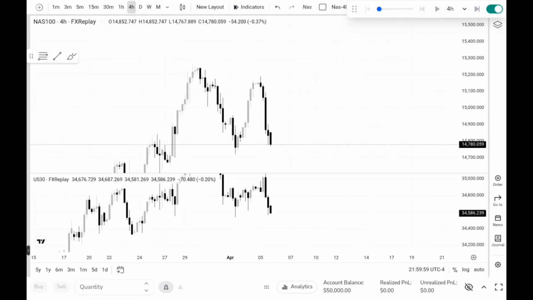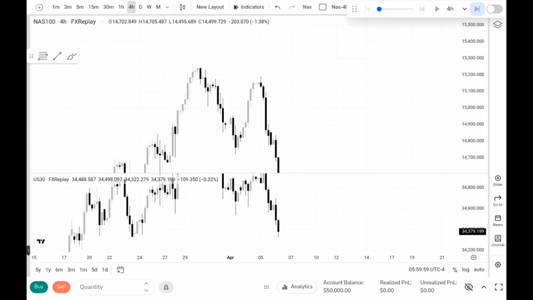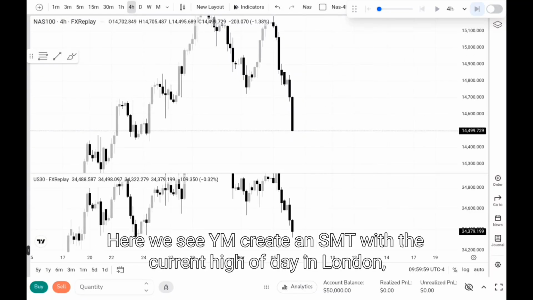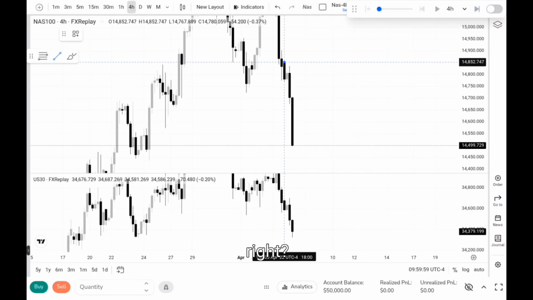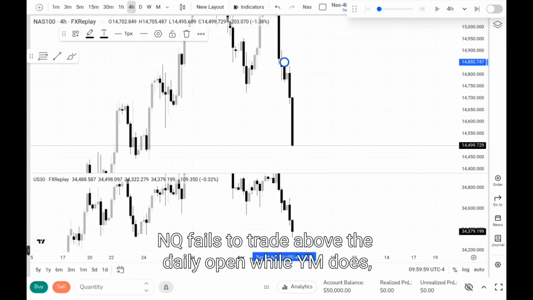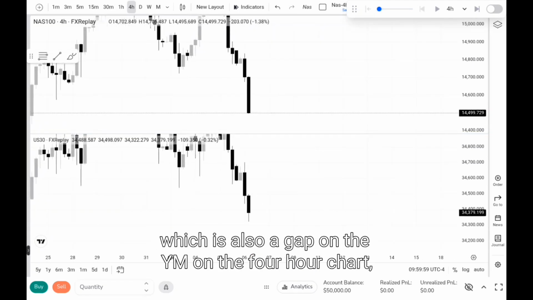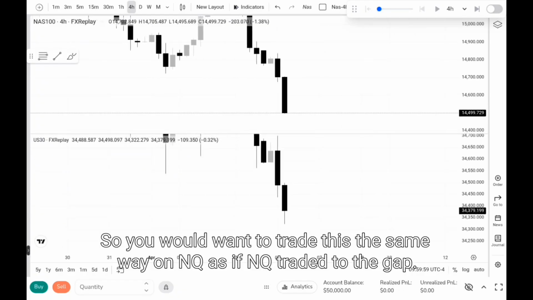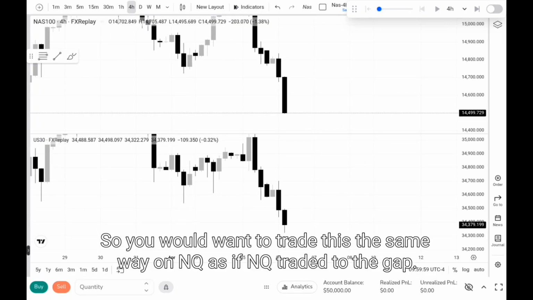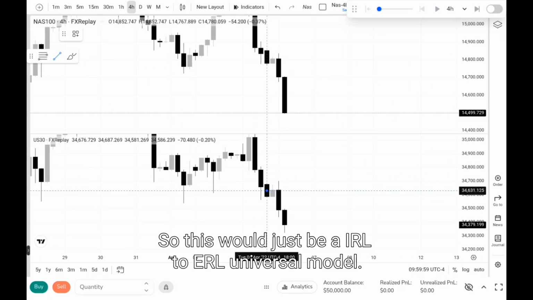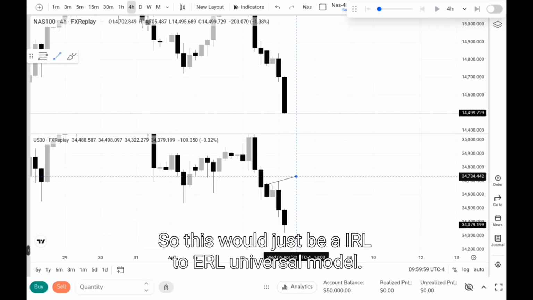Now moving on to the next day. Here we see YM create an SMT with the current high of day in London, right? NQ fails to trade above the daily open while YM does, which is also a gap on the YM on the 4-hour chart, right? So you would want to trade this the same way on NQ as if NQ traded into the gap. So this would just be an IRL to ERL universal model.